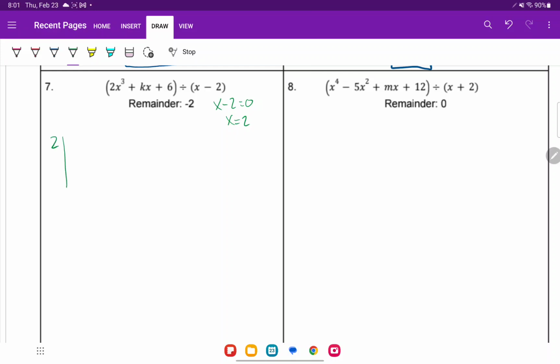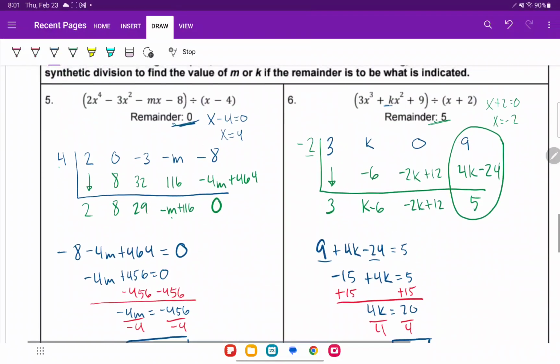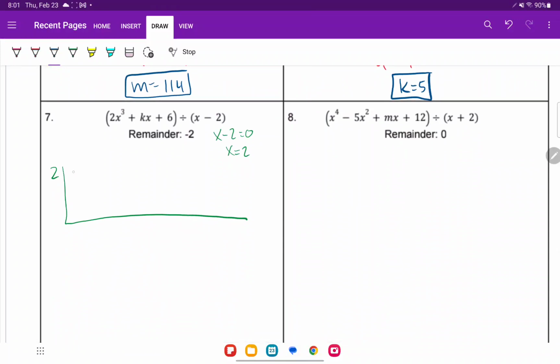So pivot point is 2. Let's make this longer here. All right, coefficients, x cubed. We have 2. For x squared, we don't have anything, so we're going to put a 0. For x, we have a k, and then for our constant, we have a 6.